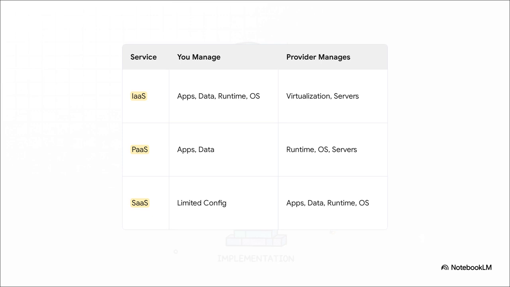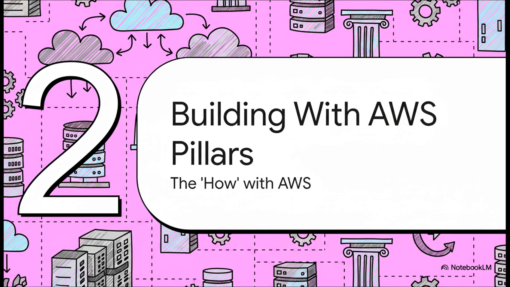Getting your head around the shared responsibility model, it's not optional. It's absolutely critical. Okay, on to part 2, building with AWS pillars. Now we're going to master the how using the well-architected framework. We've got our blueprint, now it's time to grab the tools and actually start building.